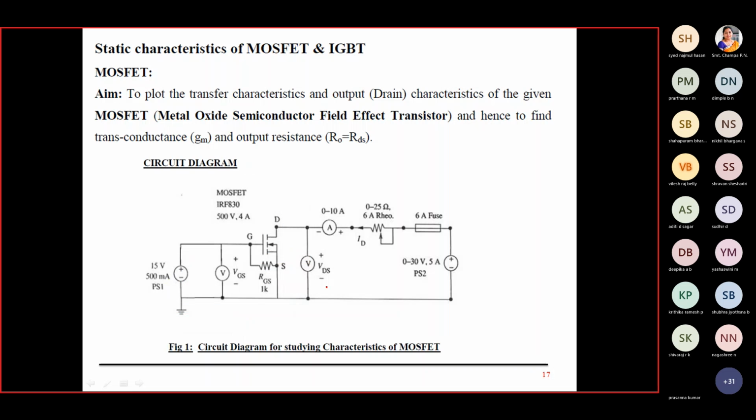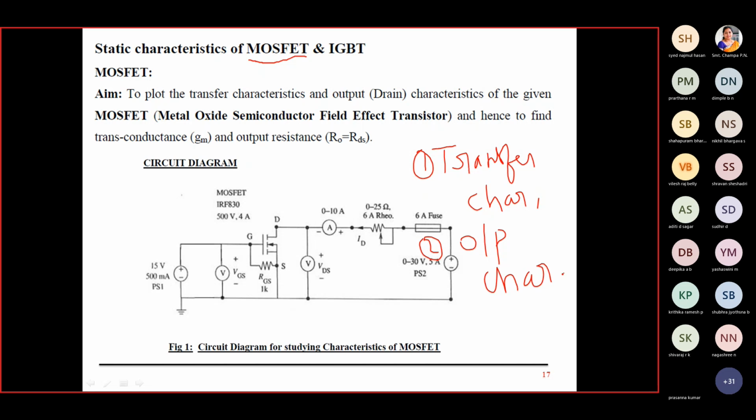Now let us go to the experiment. Here for MOSFET, we do two characteristics. One is transfer characteristics, another one is output characteristics. From the transfer characteristics, we are going to find the transconductance GM of the MOSFET. From the output characteristics, we are going to find the output resistance of the MOSFET, R0 or RDS. So RDS should be very, very minimum. Okay, that is very important.